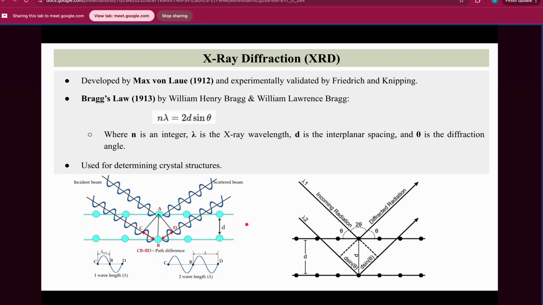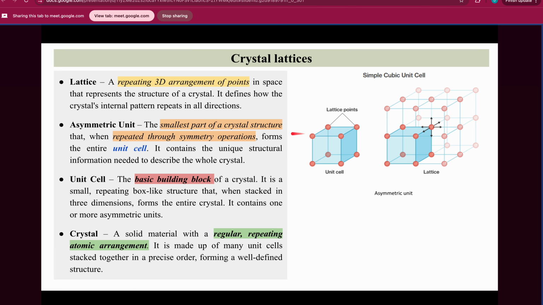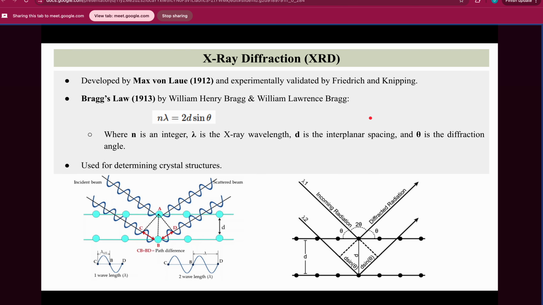So with that formula, BD will be equal to D sine theta, because it is the hypotenuse. Similarly, it will be D sine theta for BC as well. So if we add CB and BD, it becomes 2D sine theta. This is how, with mathematics, they have calculated it. In this way, Bragg identified what n lambda will be. So this is how Bragg's equation works.